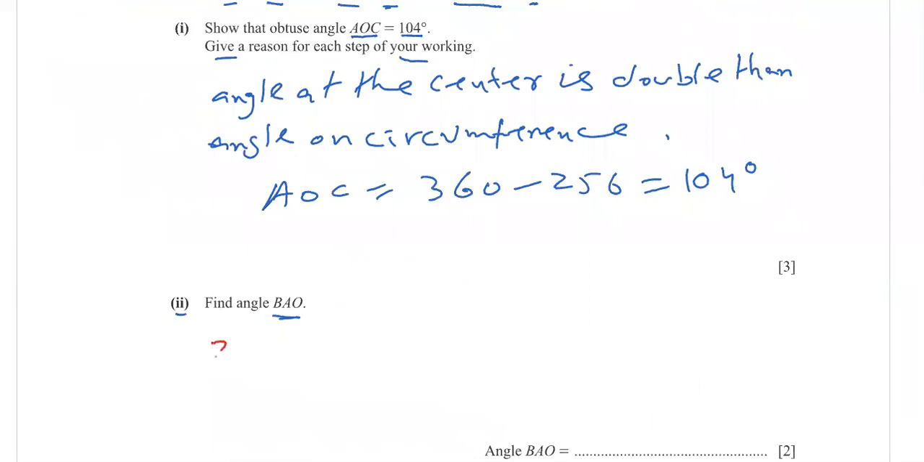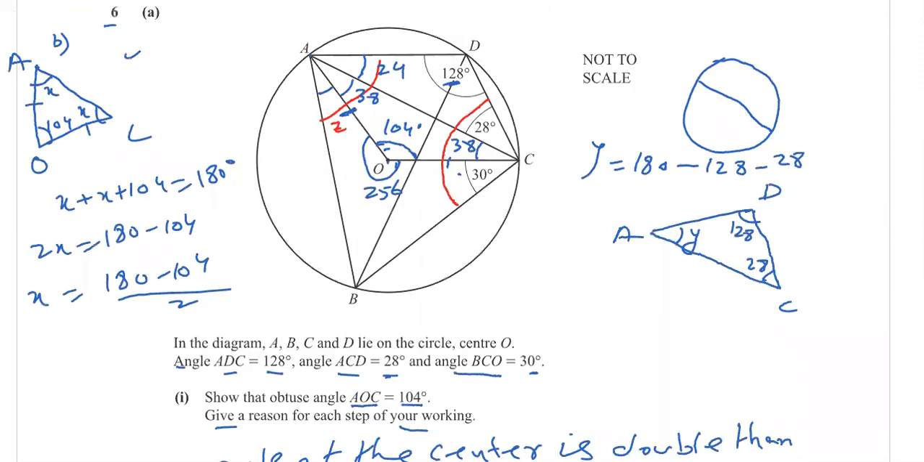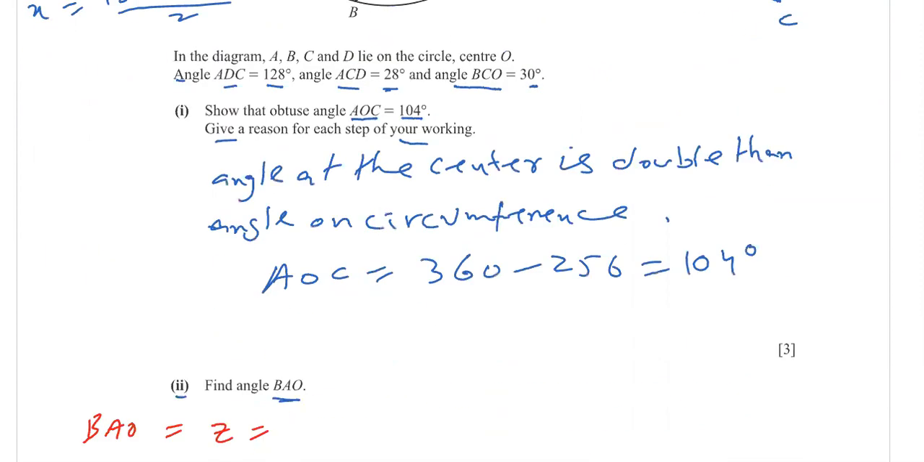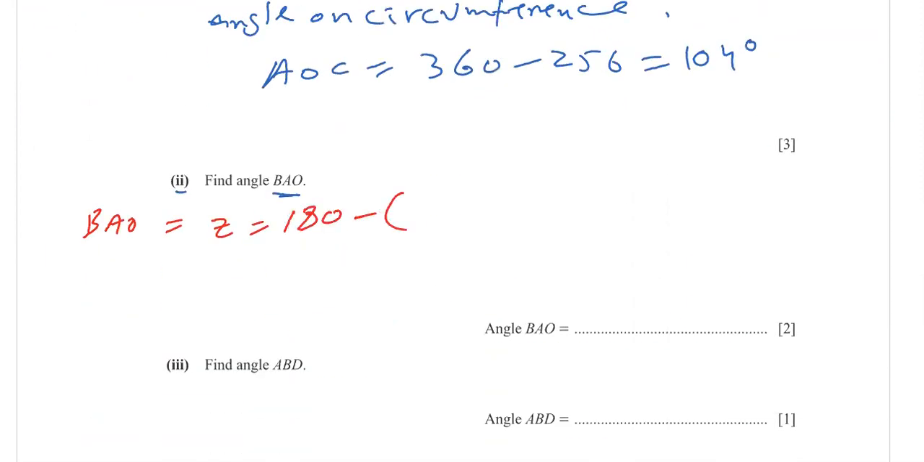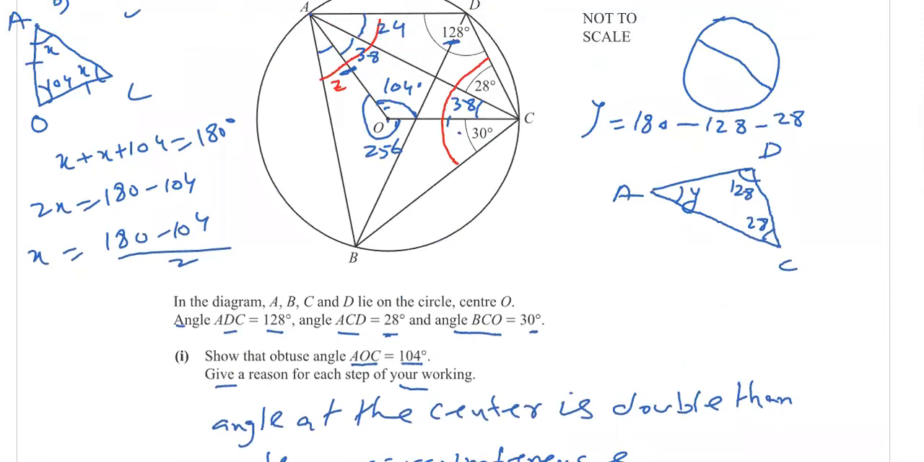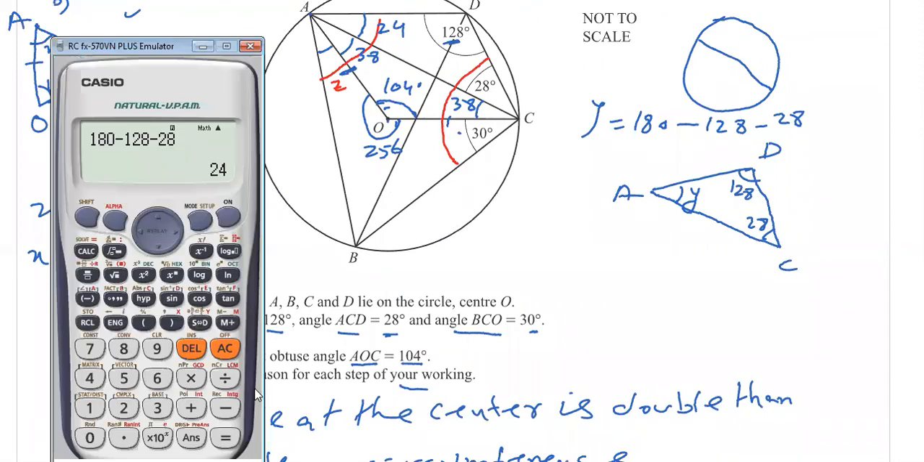Finally, I can say this Z, which is this angle BAO, equals, because the sum of the opposite angles of the cyclic quadrilateral should be 180, so these red marked angles should be 180. So the remaining one will be 180 minus this 28 plus 38 plus 30 plus 24 plus 38. That's 158. So you should subtract. Then it's 128.